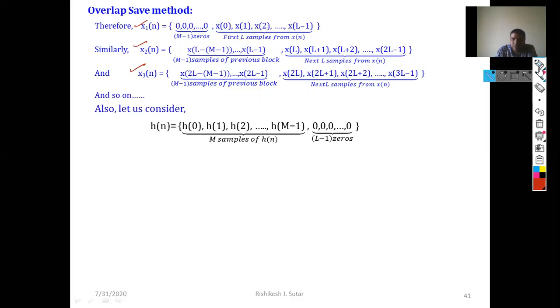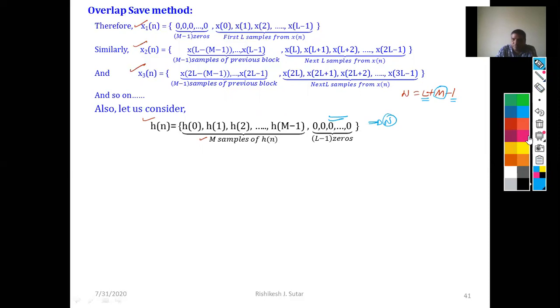And now what we have considered previously is h of n with m samples. Okay, so again you have to make the length of h of n also equal to capital N. So it is L plus m minus 1 that should be there. So out of that, how many samples do I have in h of n? In h of n I have only m samples. So what remains is L minus 1. So I have to add L minus 1 zeros to my h of n so that its length will also become capital N.